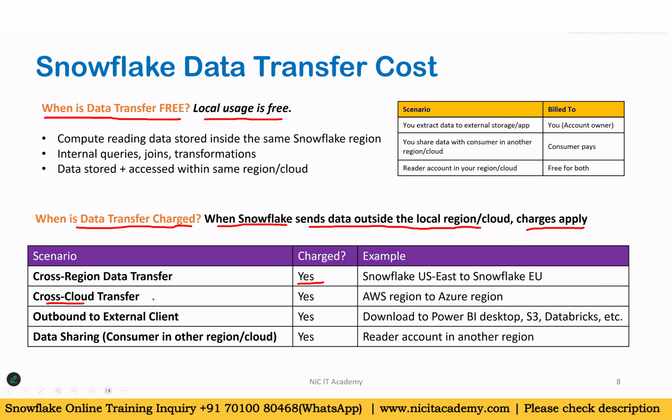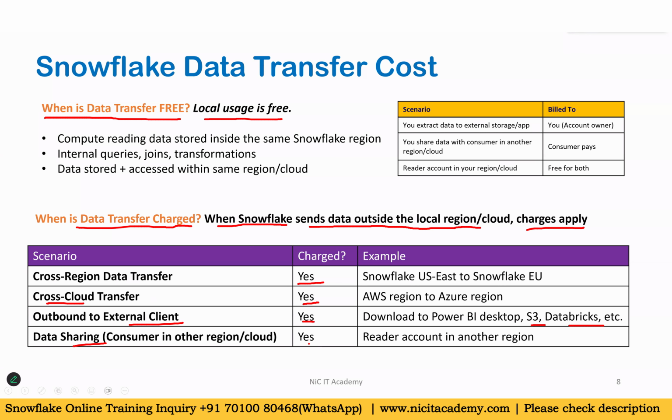Cross region means, I'm in the Canada Central region and I'm going to send the data to another region, so then it's a cost. Cross cloud means AWS to Azure. If I'm going to send the data to somebody else in another organization, it will be charged. Outbound to an external client, where I download to Power BI Desktop or S3 or Databricks, all of this, everything will be a cost.